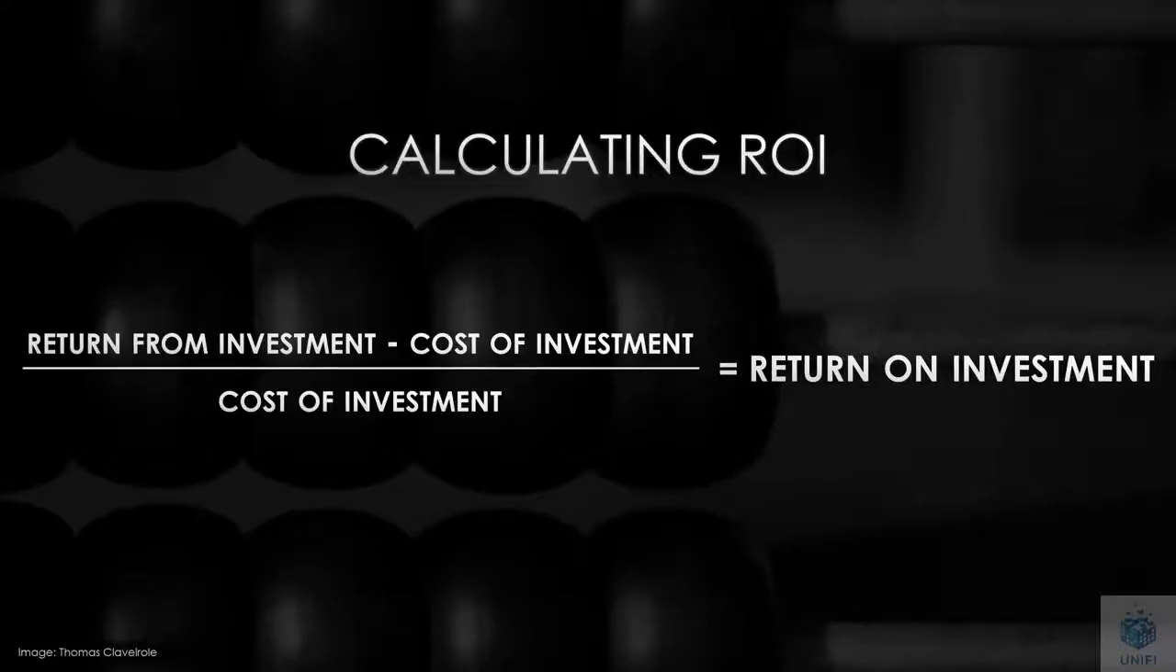So let's look at a basic formula for calculating ROI. You just take the amount returned from the investment, subtract the cost of the investment, and then divide it by the cost of the investment. And as you can see here, ROI is actually very easy to calculate once you have an idea of the amount of money you've gained from an investment.